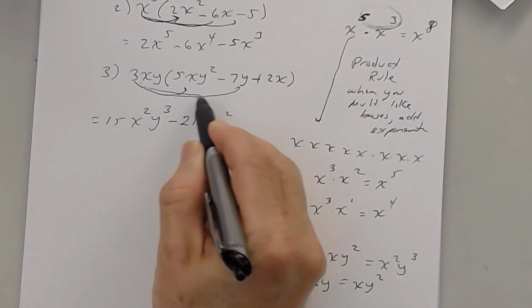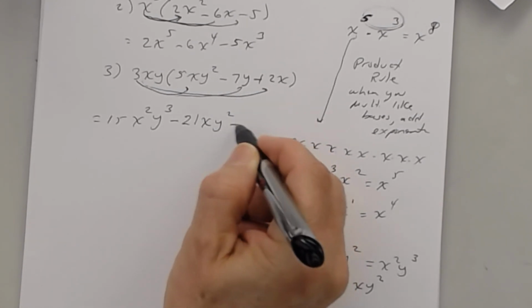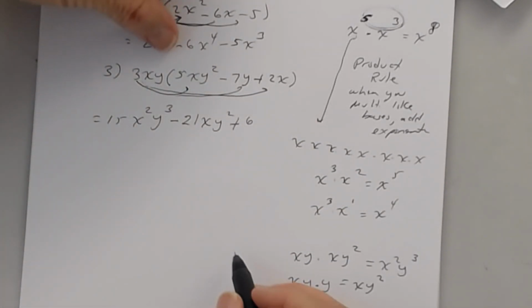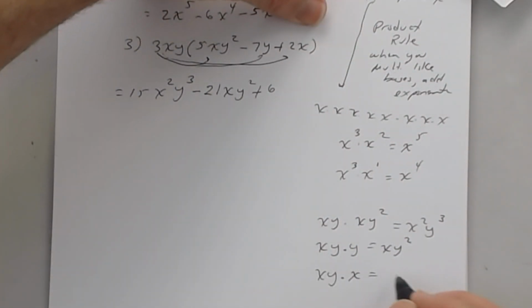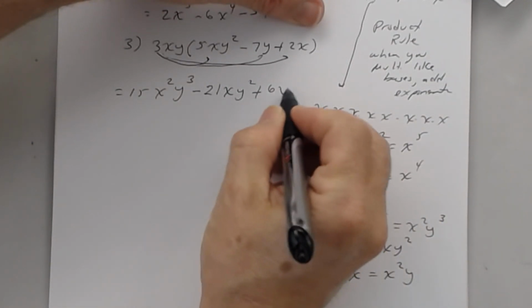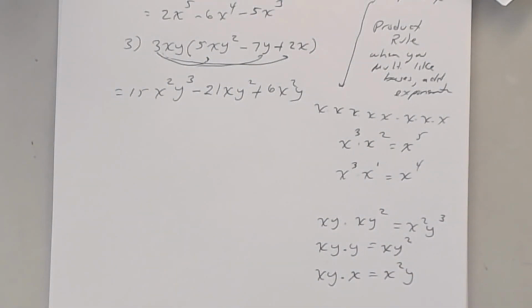What is 3 times 2? 6. So I have xy times x, which is what? X squared y. So that's 6x squared y. All right.